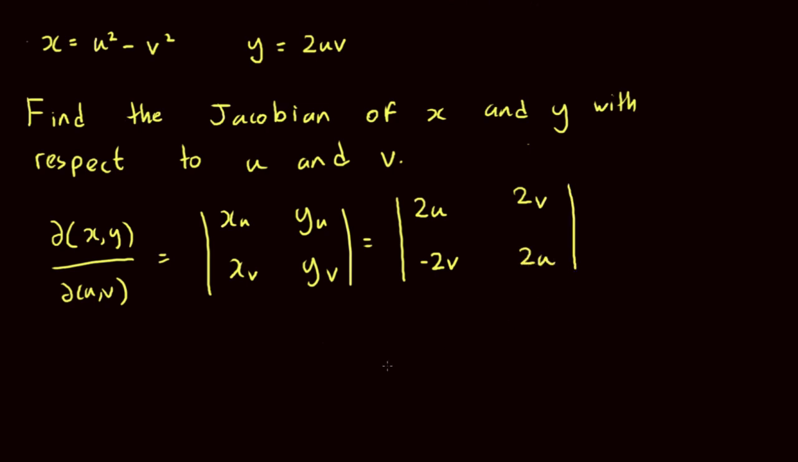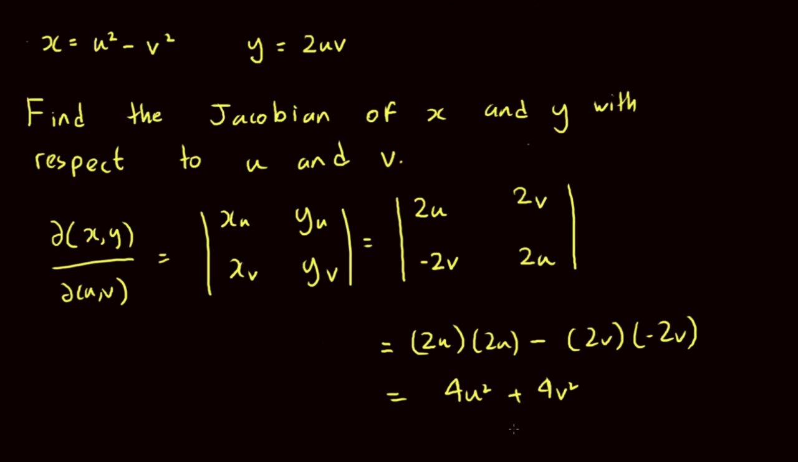As you solve this problem, it's pretty straightforward. It's just simply 2u times 2u minus 2v times negative 2v, so it becomes 4u squared plus 4v squared. That's pretty much about it actually.